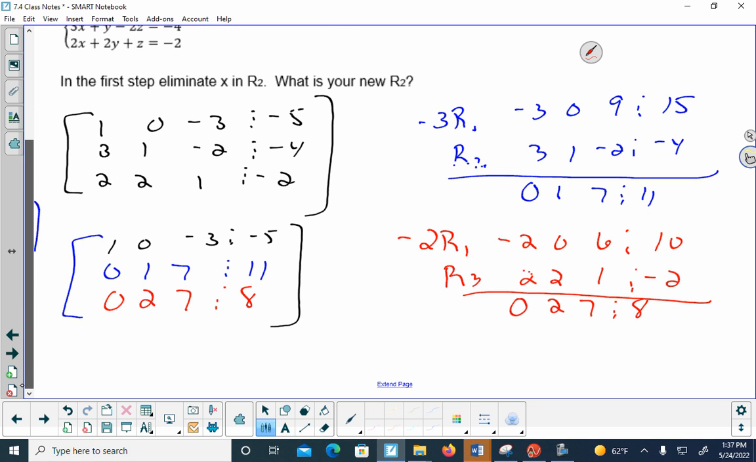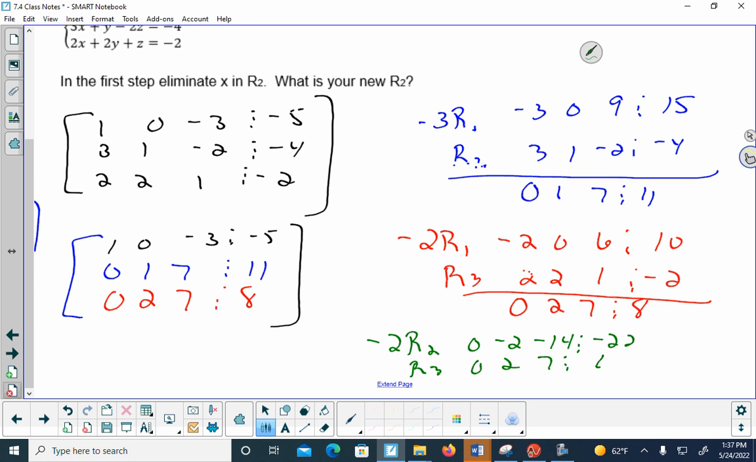Then I'm going to do row 2 and row 3 to eliminate my y. So I'm going to multiply -2 times row 2. So 0, -2, -14, -22. And then I'm going to pop down row 3, 0, 2, 7, 8. When I combine it, I get 0, 0, -7, and then -14.